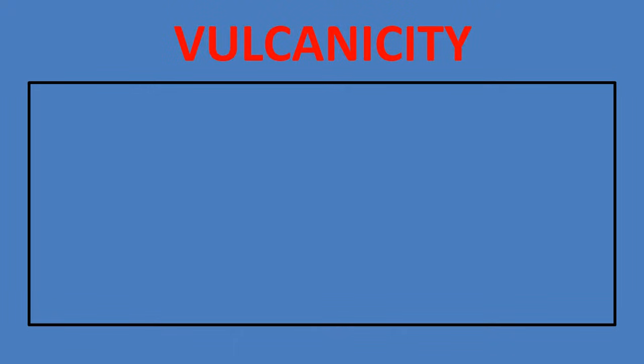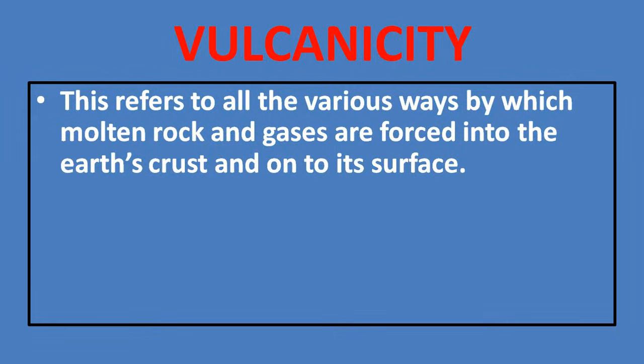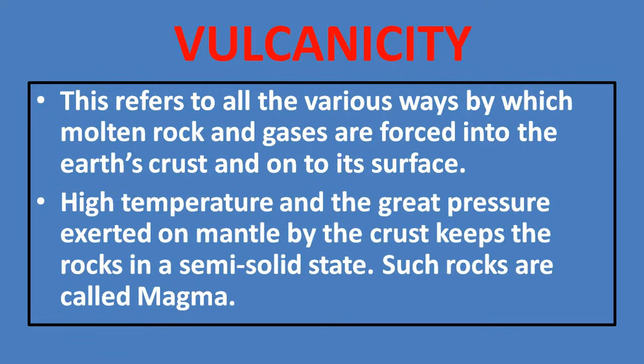What is volcanicity? We are saying this refers to all the various ways by which molten rocks and gases are forced into the Earth's crust and onto its surface. That too, into the crust, and that is what we call the intrusive, and then onto the surface, and that's what we call the extrusive. So we are saying high temperatures and the great pressure exerted on the mantle by the crust keeps the rocks in semi-solid state. Such rocks are called magma.